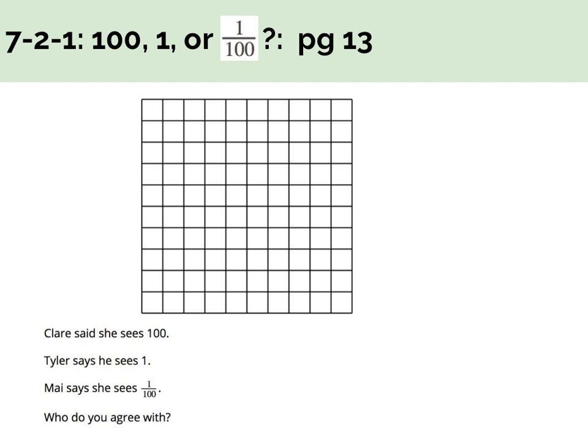So looking at all of these, it really depends on how you're looking at it. Everyone is actually correct. So we can see this whole thing as one big whole, right? So that's Tyler. If we count how many tiny little boxes are inside, there's 100. And we can say that we have 1 of 100. So it's one big whole of 100. So everyone is actually correct. It depends on how we're looking at it and what we want to pick apart and see.